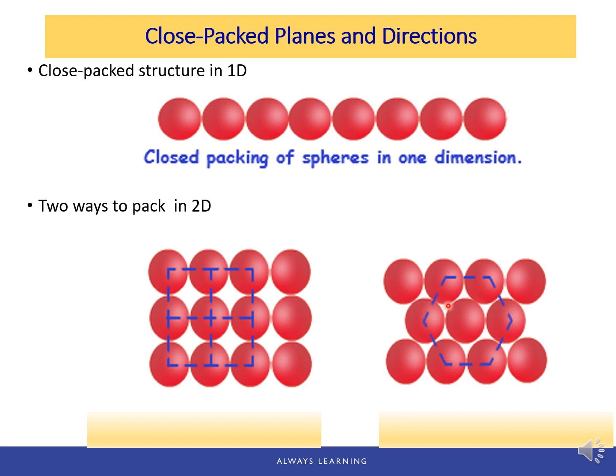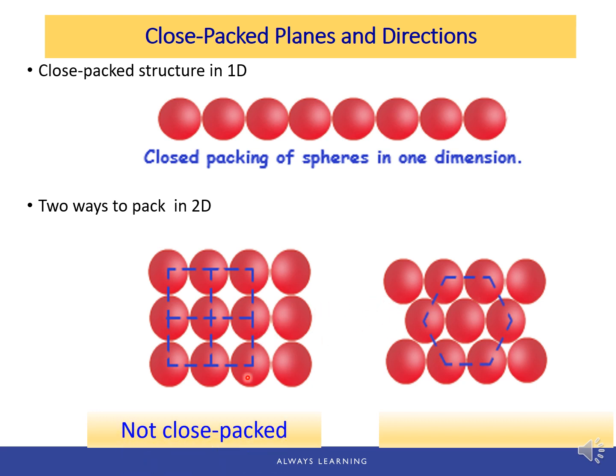In such packing, the spheres of the third row are aligned with the first row. In this arrangement, each sphere is in touch with 6 other spheres, and these 6 spheres form a hexagon. That's why this arrangement is called hexagonal close packed arrangement. Again, compare those two packing methods.